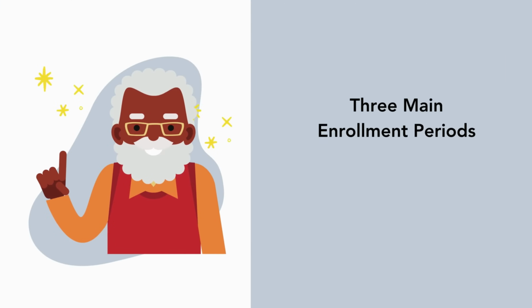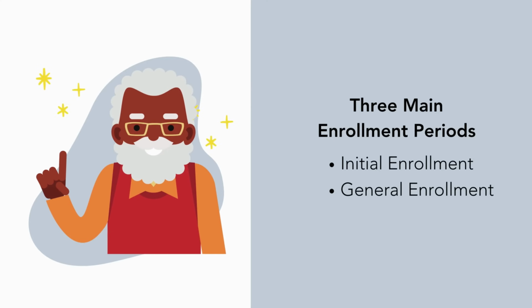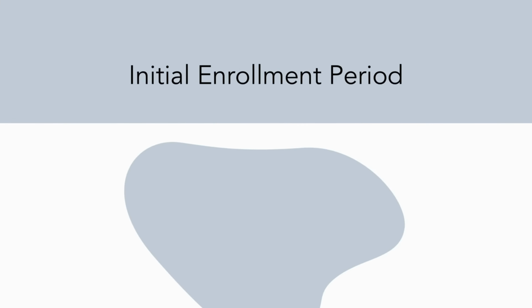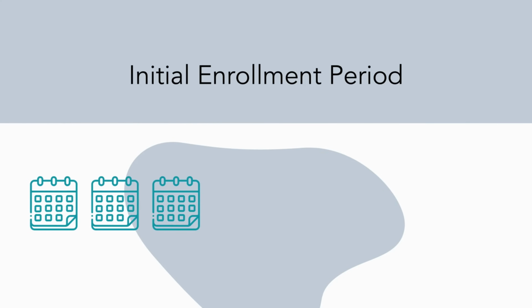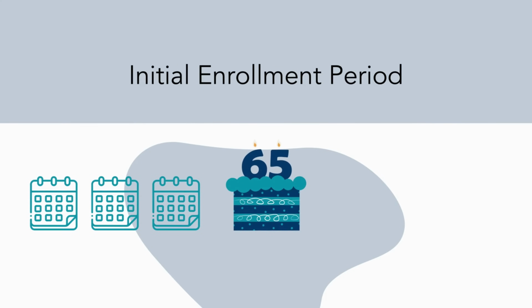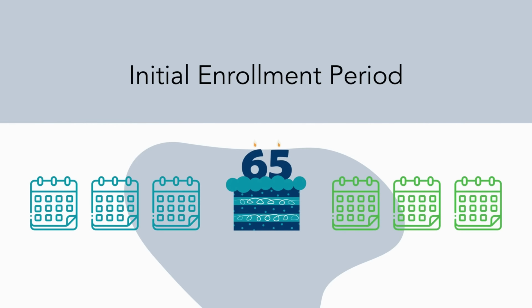There are three main times to enroll in Medicare: the initial enrollment period, the general enrollment period, and special enrollment periods. Most people want to enroll in their initial enrollment period, when they first become eligible. The initial enrollment period is the 3 months before someone's 65th birthday month, the month of their 65th birthday, and the 3 months after. The coverage start date depends on when during this 7-month window someone enrolls.